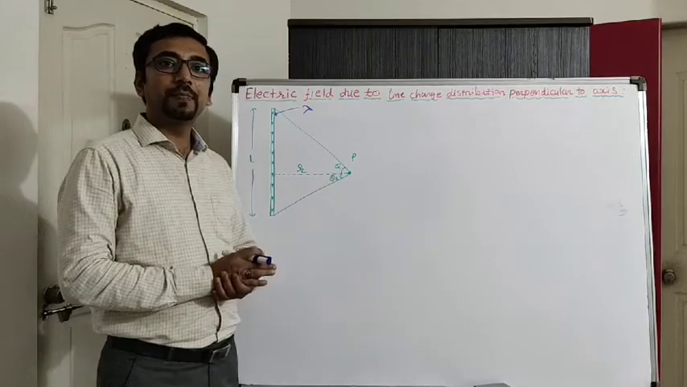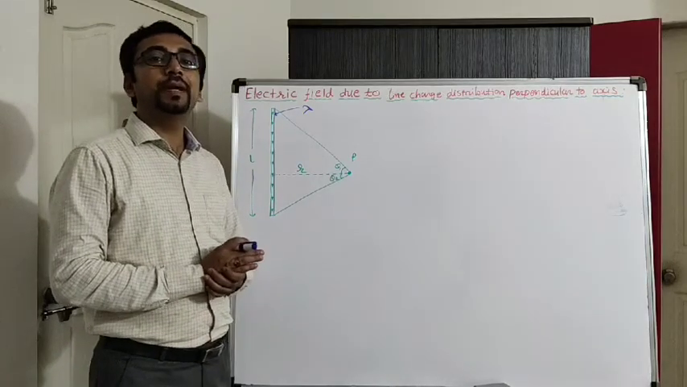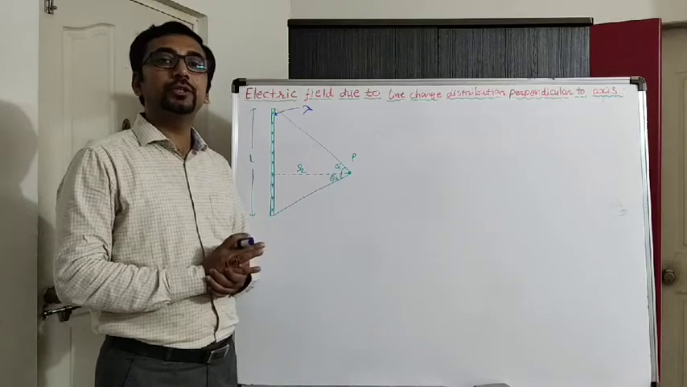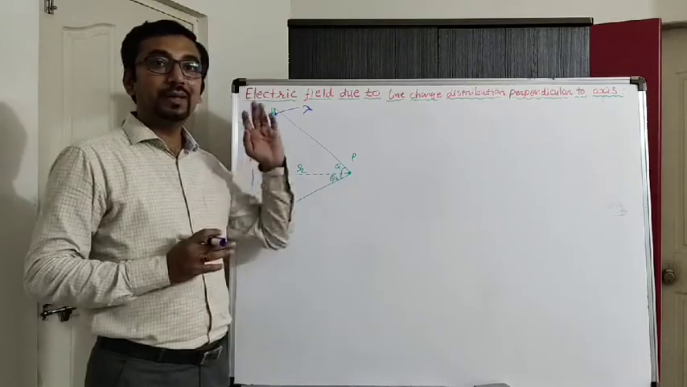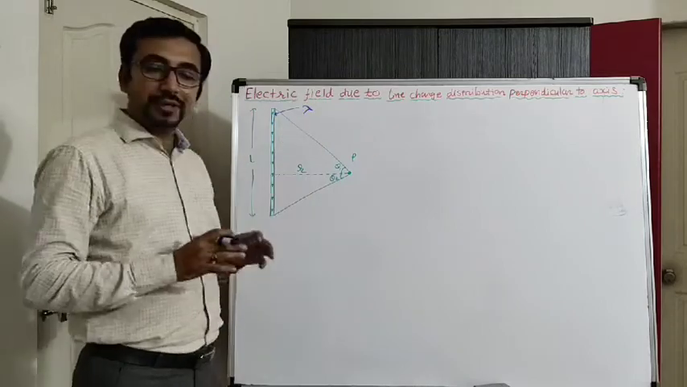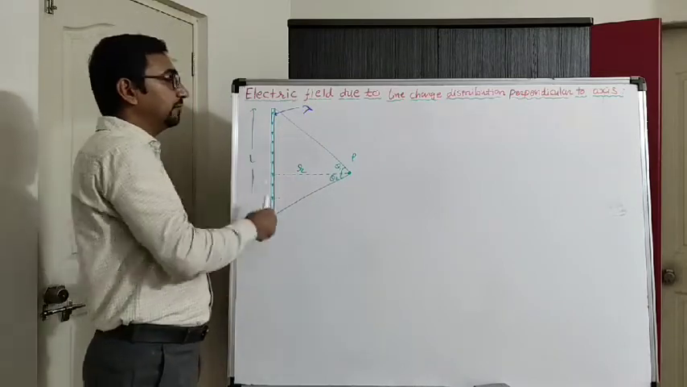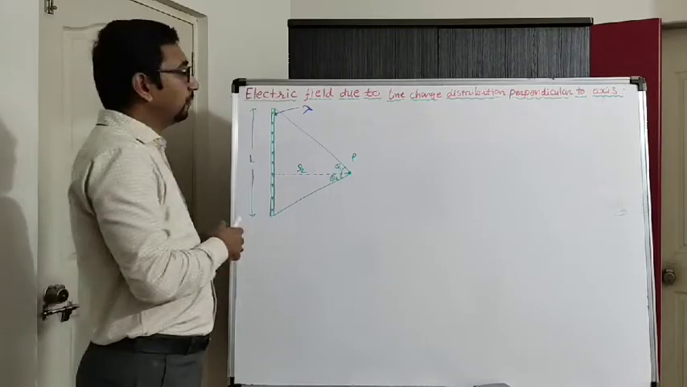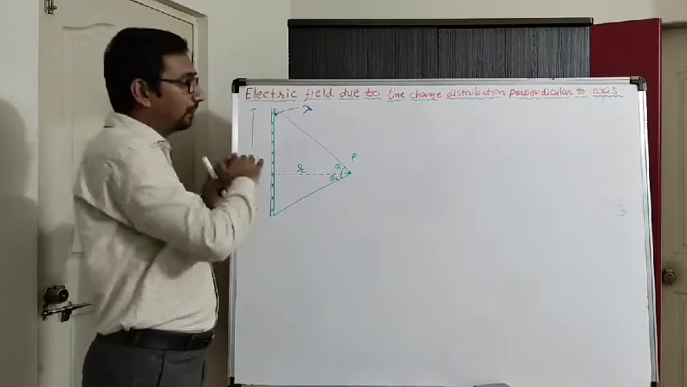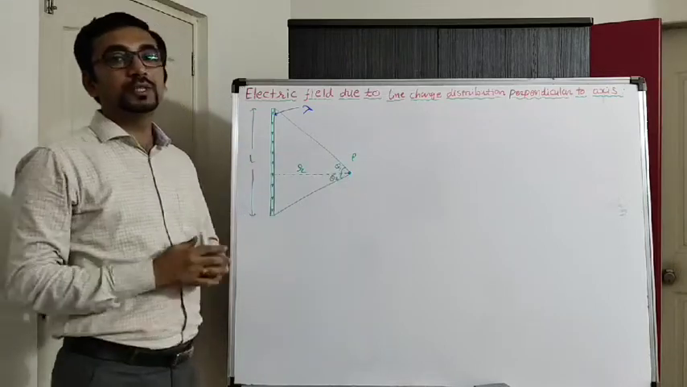Welcome back, students. In the last video we obtained the electric field due to a linear charge distribution, a thin long wire, on its axis. This time we will try to find the electric field due to the same wire. Suppose we have a uniformly charged rod, but this time we won't find the field on the axis of the wire, we will find it perpendicular to the axis.